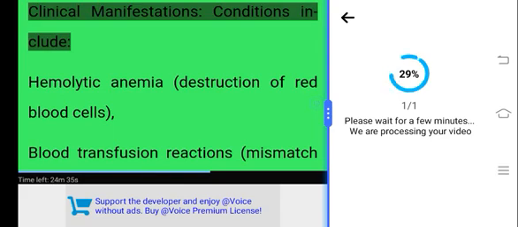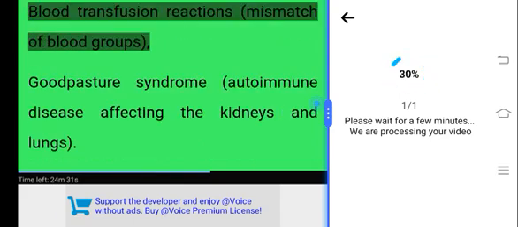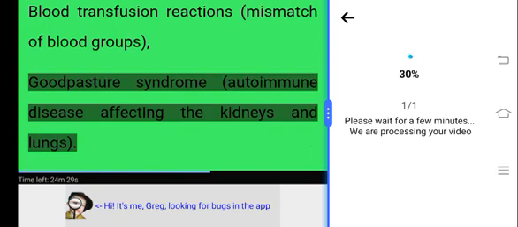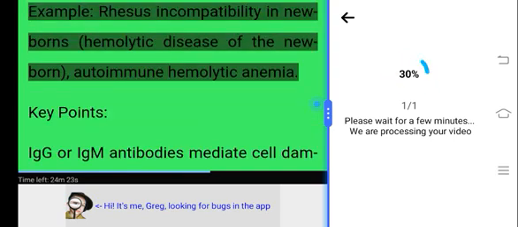Clinical manifestations. Conditions include hemolytic anemia, destruction of red blood cells, blood transfusion reactions, mismatch of blood groups, Goodpasture syndrome, autoimmune disease affecting the kidneys and lungs. Example, rhesus incompatibility in newborns, hemolytic disease of the newborn, autoimmune hemolytic anemia.